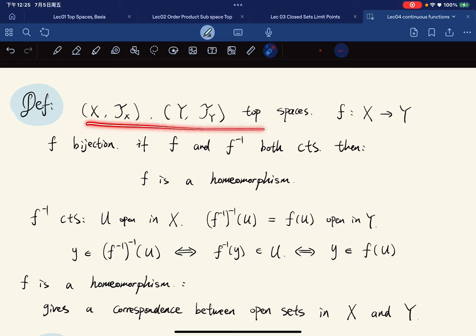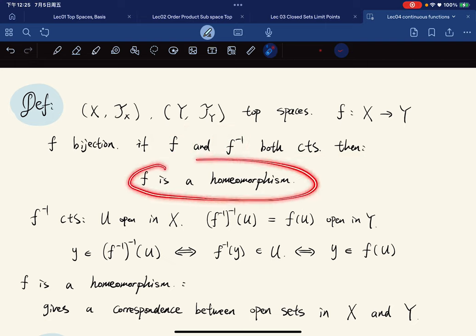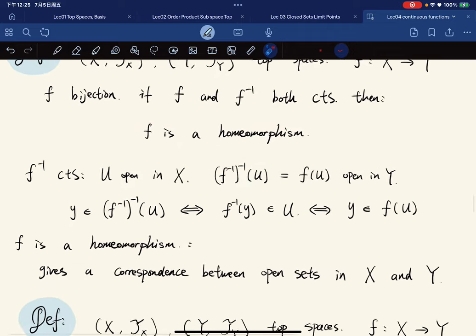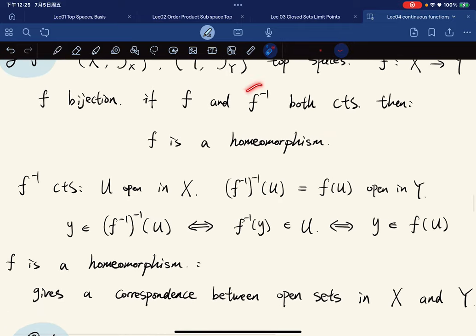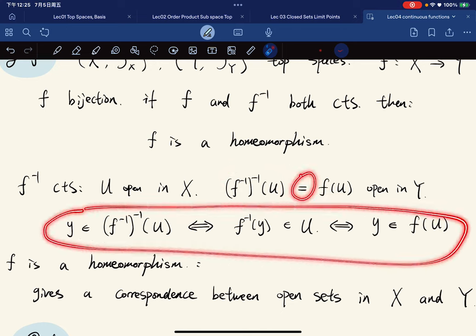Given two topological spaces and a function f that is a bijection, if the function and its inverse are both continuous, then we call this function a homeomorphism. Let's elaborate on what I mean by the inverse being continuous. It means that for U open in X, this set, which is precisely equal to f(U), is open in Y.